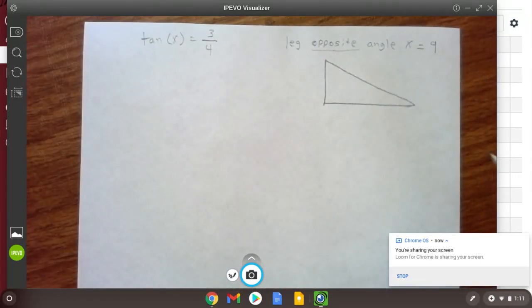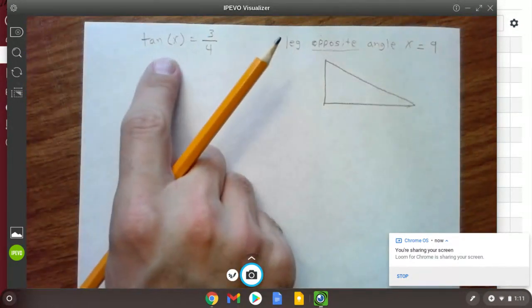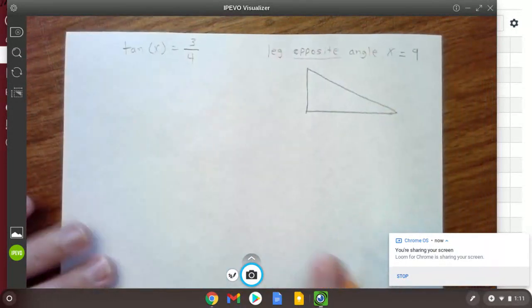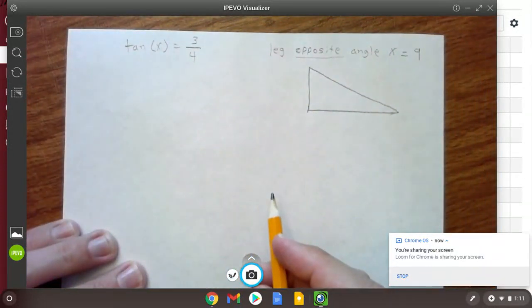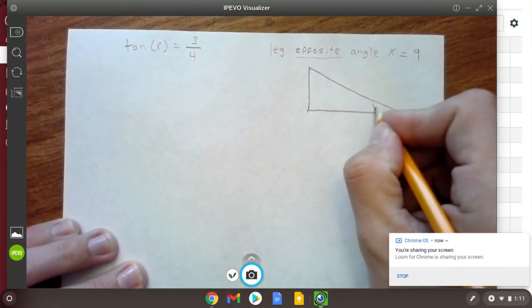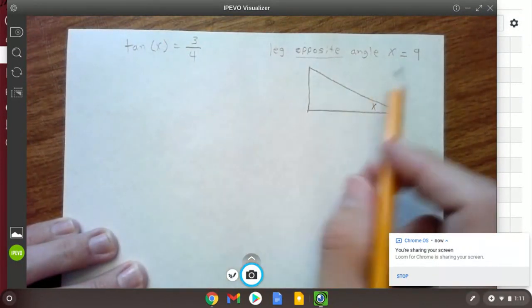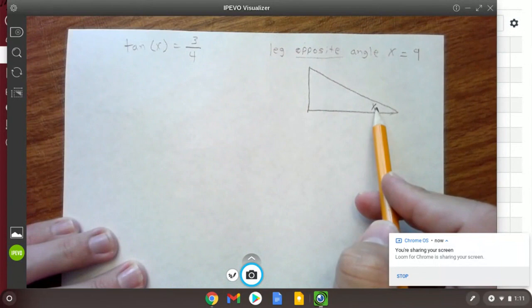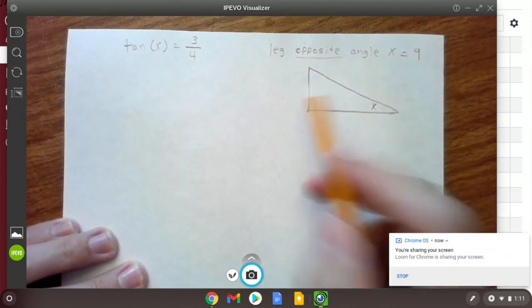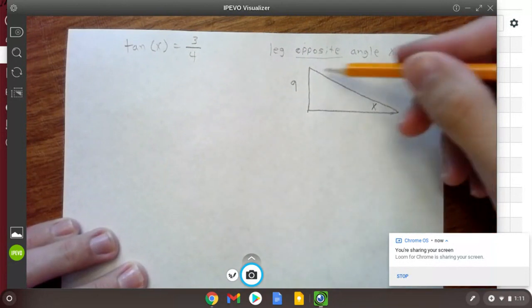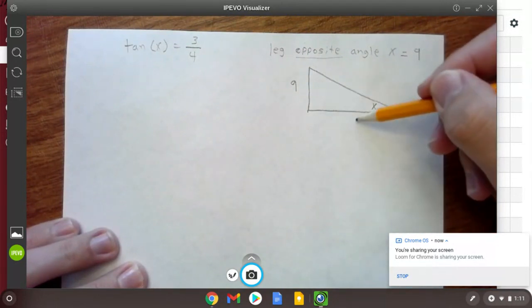All right. So this time it's kind of similar to the last one. We know that tangent of x is equal to 3 over 4. And so that's the ratio of those two sides. So I'll call that my x here. And we know that the leg that's opposite this angle, so this angle over here, is equal to 9. So if I had put x here, this side would have been 9.